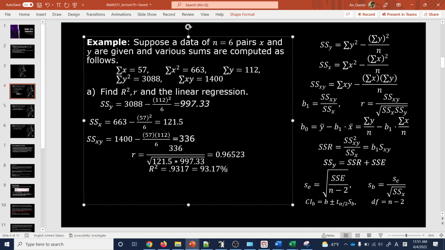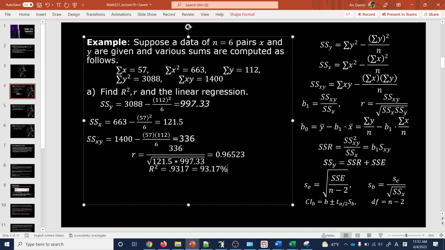Do you remember what it means? Like a high correlation? Is it the correlation? No. Yes, yes. So how much? How close your actual points are to your predicted? No, no. This is saying that the variation of the y, 93.17% of the variation of y is explained by the regression line.